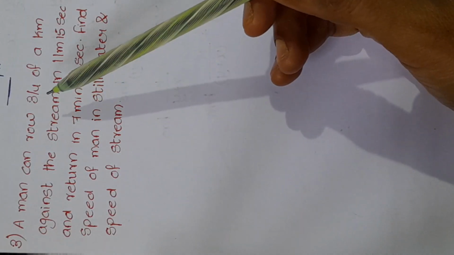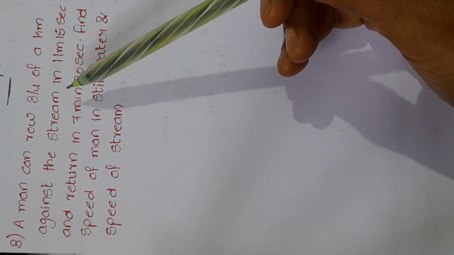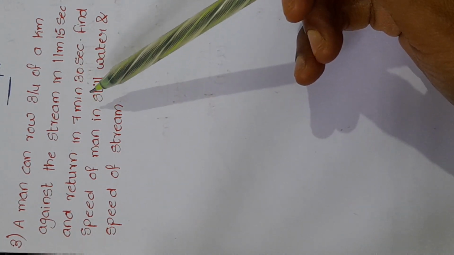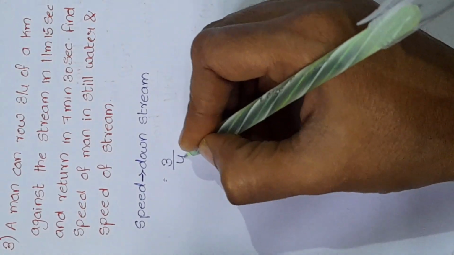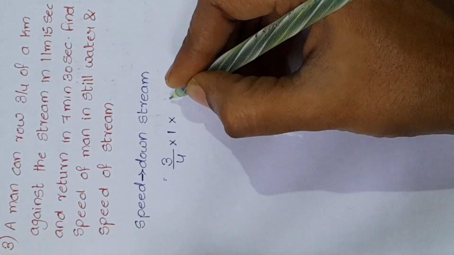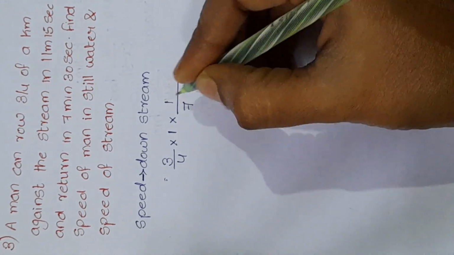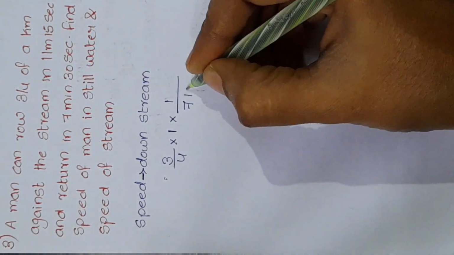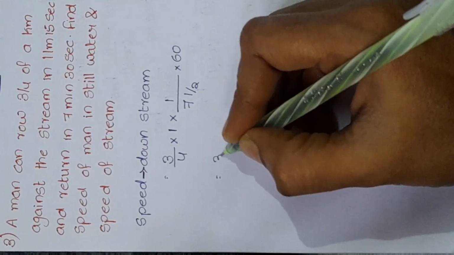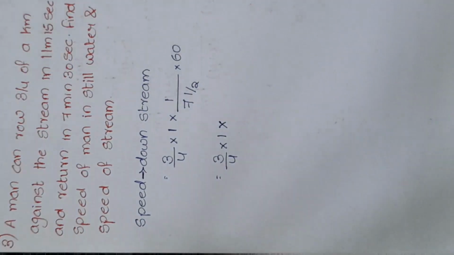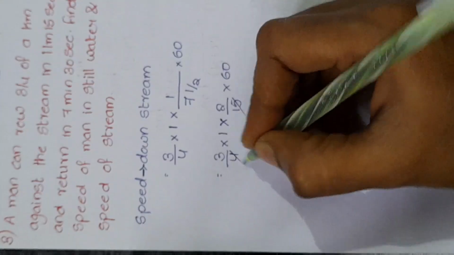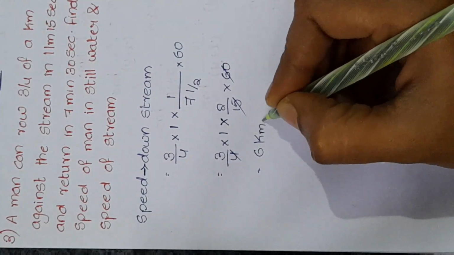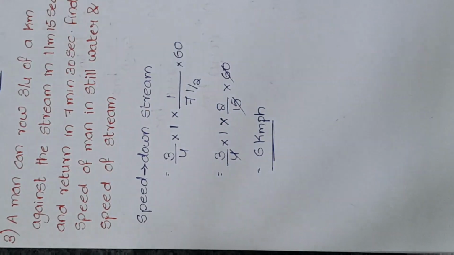Third question. A man can row 3 by 4th of a kilometer against the stream in 11 minutes 15 seconds and return in 7 minutes 30 seconds. Find the speed of the man in still water and the speed of the stream. Speed of the man while going downstream can be written as 3 by 4th of a kilometer, that is 3 by 4 into 1 into the time taken, 7 minutes 30 seconds, is 7 1 by 2. So we get this as 3 by 4 into 1 into 2 by 15 into 60. We get this as 6 kilometers per hour. That is the speed when going downstream is 6 kilometers per hour.